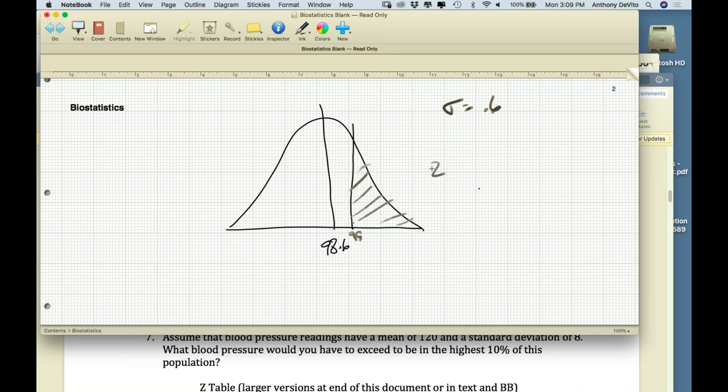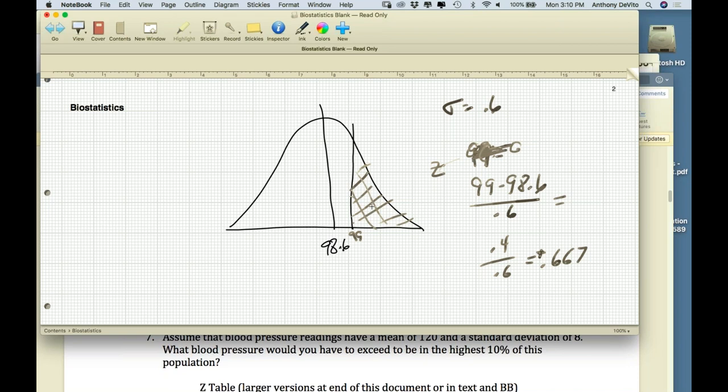So what's my z-score for 99 degrees? It's 99 minus 98.6 over 0.6. And what is that equal to? That's equal to 0.4 over 0.6, which is equal to 0.667, let's say. I'll stop there. And that's a plus, right? Because it's on the right side of the mean, so I'm looking for the area that's in here.